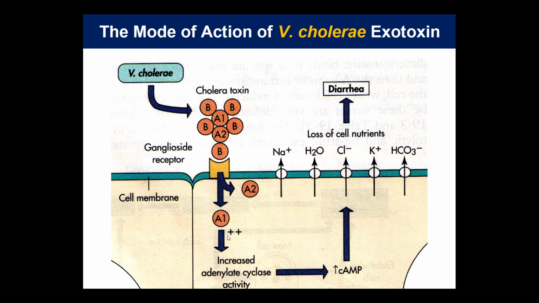The A1 portion, in the presence of acidic hydrogen atoms, increases the activity of the enzyme adenyl cyclase. This is an enzyme of the human cell. Adenyl cyclase produces a large amount of cyclic adenosine monophosphate, and this is a mediator of opening of the pore systems, the pores that release from the cell sodium, water, chlorine ions, and other ions.